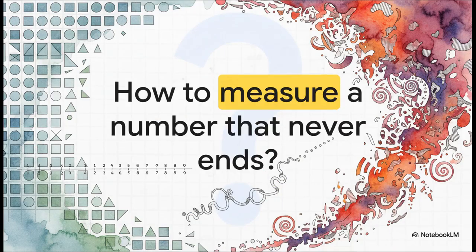Think about this for a second. How do you accurately measure a number that literally never ends? It's kind of wild to think about. On one side of mathematics, we have these incredibly predictable, highly orderly numbers. But on the other side, we have infinite, wild numbers that seem completely impossible to pin down. So how exactly do we tame that chaos?